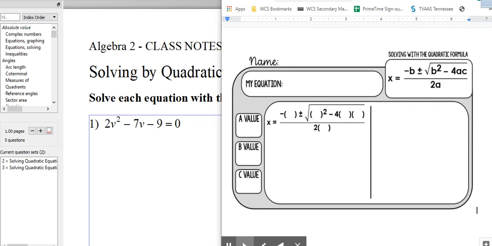So now that we have listened to the song, I want to show you how we actually put it into practice. How do we plug things into the quadratic formula so that we can solve any quadratic equation that is given to us? The very first thing that you have to make sure that you do is set your problem up in standard form: ax squared plus bx plus c equals 0.